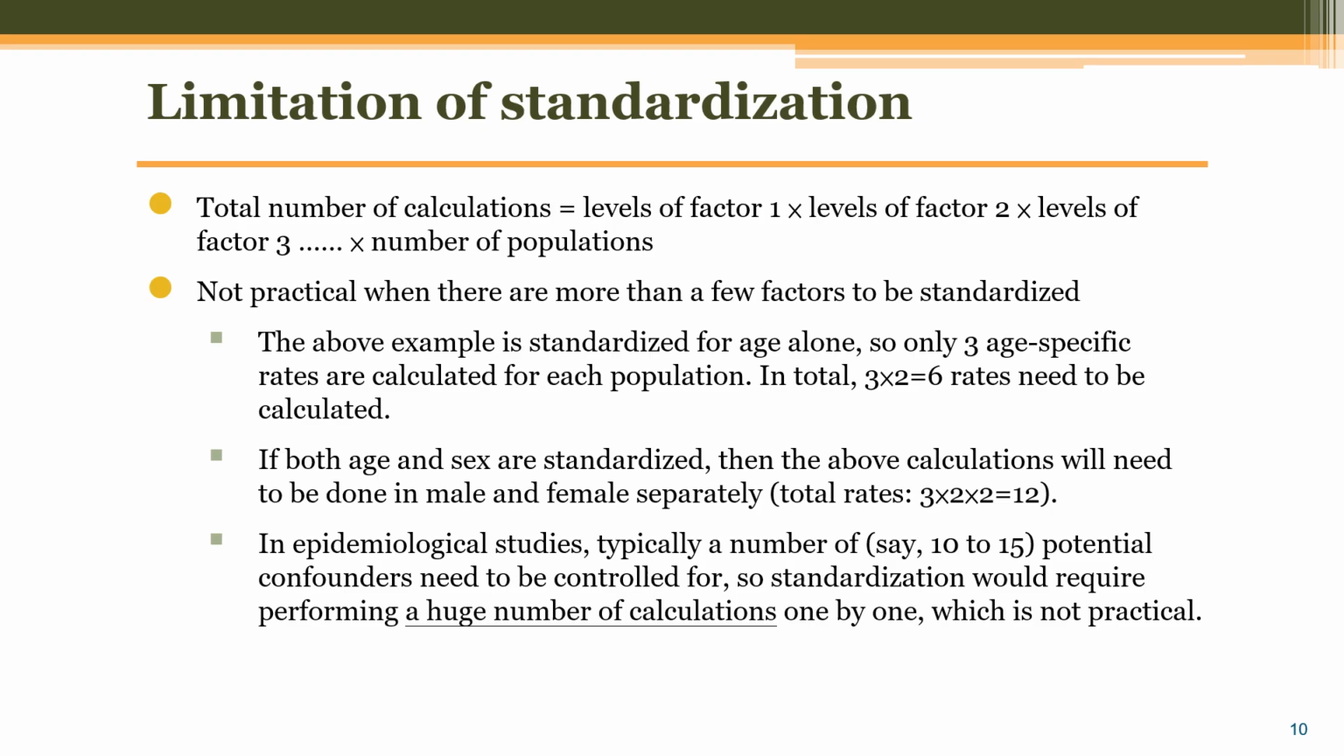If both age and sex are standardized, then the above calculations will need to be done in male and female separately, leading to a total of 12 age-specific rates. In epidemiological studies, typically a number of potential confounders need to be controlled for, so standardization would require performing a huge number of calculations one by one, which is not practical.